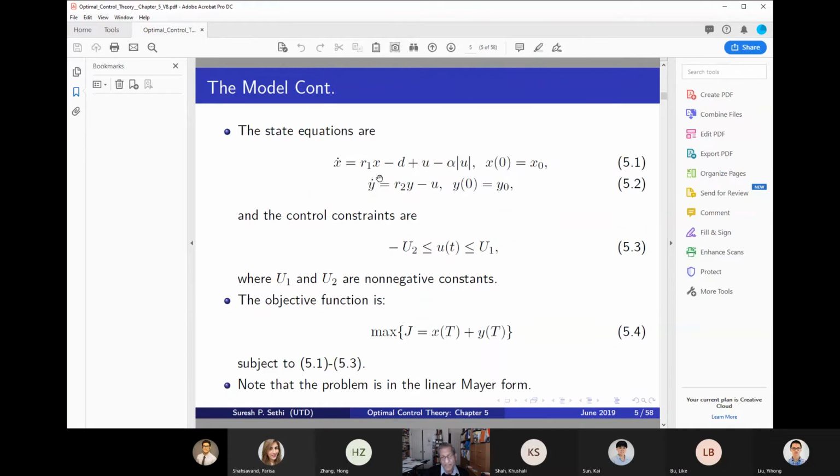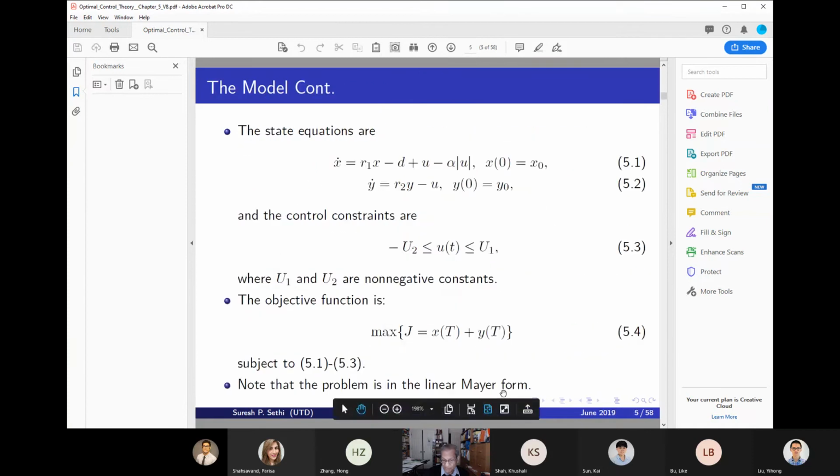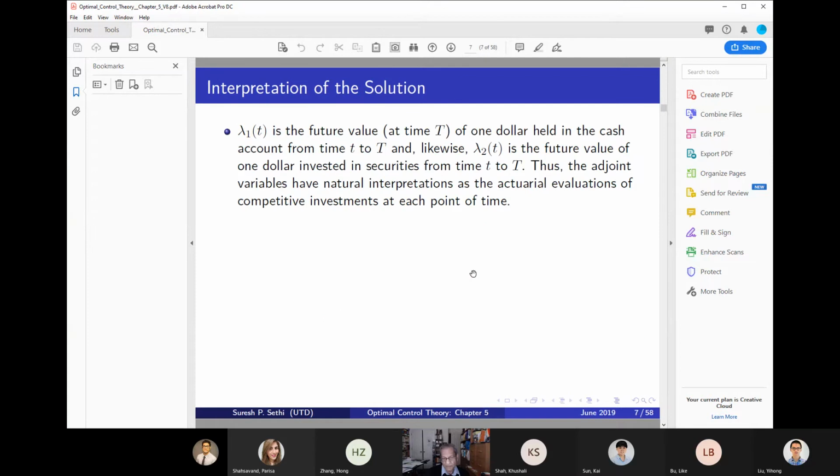Hamiltonian is lambda 1 times this equation and lambda 2 times this equation. And lambda 1 dot is the derivative of this. We are using the standard maximum principle. And lambda 1 T equals 1, lambda 2 T equals 1, because xT plus yT is linear, so the derivative of these is 1 and 1. So I get these, and I can solve them right away. It's a very simple problem because I can solve for lambda 1 and lambda 2 right away, because it does not involve x.